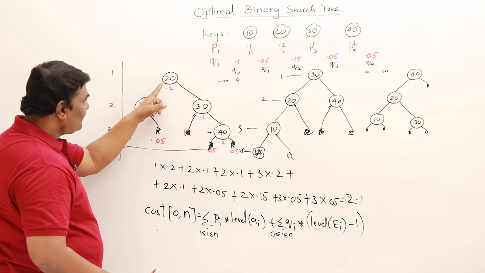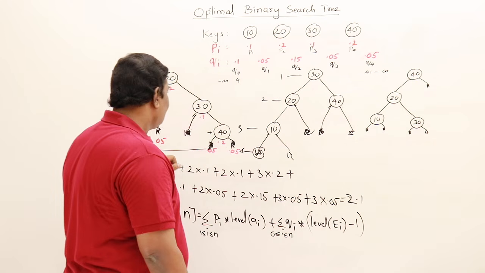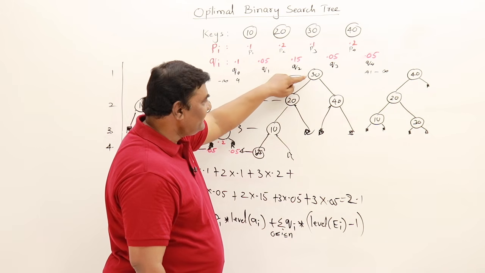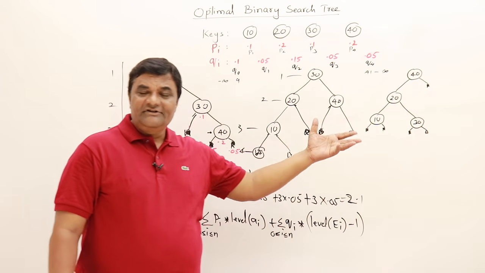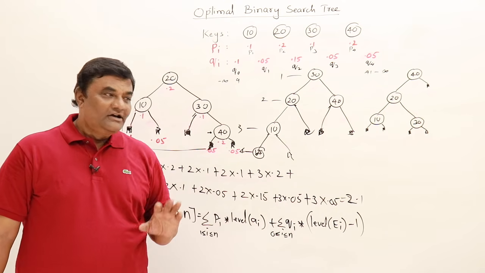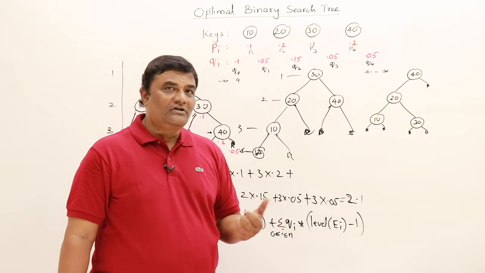If you observe, root is 20, here root is 30, and here root is 40, and here 30 is at level 2, and here 30 is at level 1, and 30 is at level 3. So I have kept them at different places. So if you find the cost, you will find the differences in the cost. You will not get cost as 2.1 for this one also and this one also. You may get different cost.